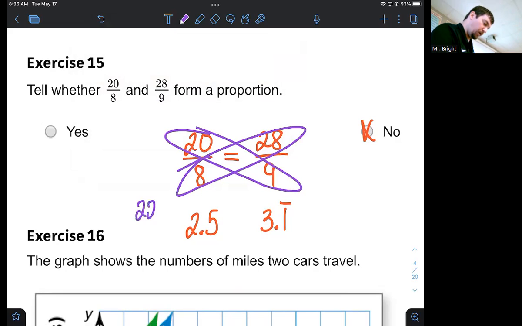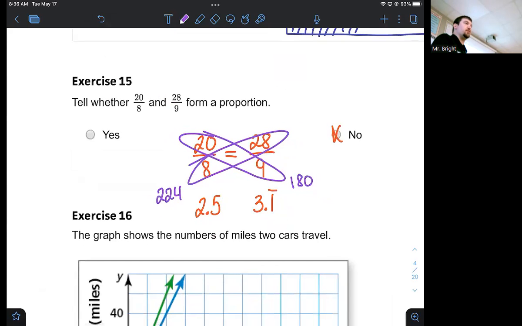You got 224. Okay, Lainey, what about 20 times 9? 180. Again, not equal. They're supposed to be equal if they're proportional. The other way is nobody's favorite. It's reducing the fractions to see if you get the same. 28/9 doesn't reduce. 20/8 does reduce by 4 to get 5/2. They're not the same. By the way, 5/2 is the same as 2.5. So I'm a fan of just using the decimals at that point. So yeah, however you like to do it, you can tell that these are clearly not proportional.